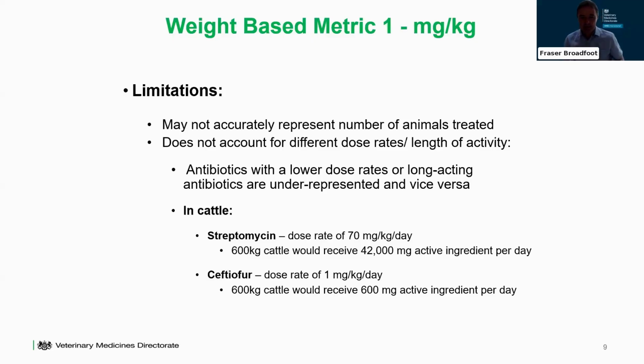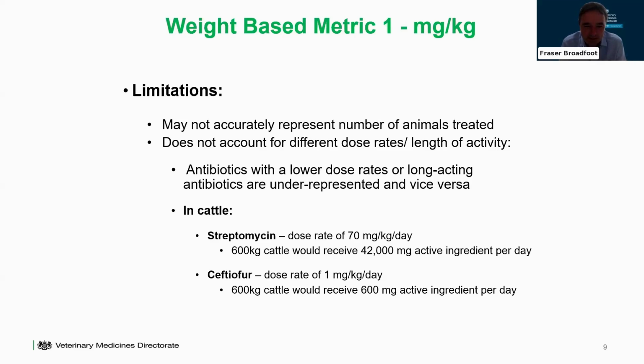The other thing is it doesn't account for the dose rates of different products. And what is clear is that the dose rates of products are very different. I've got an example here where in cattle we've got an active ingredient called streptomycin, which has a dose rate of 70 milligrams per kilogram per day. So therefore, if you were giving it to a 600 kilogram cattle, that's 42,000 milligrams. Whereas another product, ceftiofur, has a dose rate of 1 milligram per kilogram per day. So therefore, a 600 kilogram cattle would only receive 600 milligrams of active ingredient.